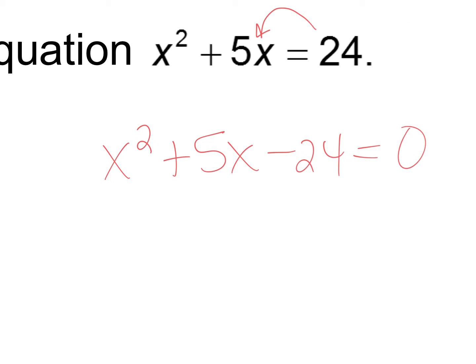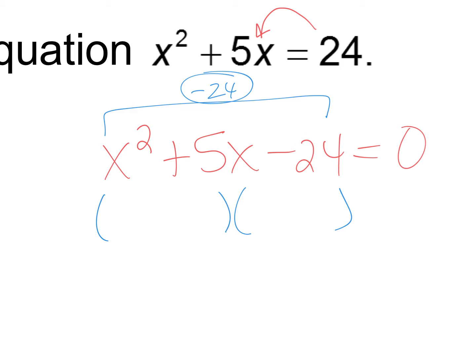So you guys all know how to factor. This is a really easy one. What are the factors of negative 24 that multiply to give me negative 24, but add to give me 5? What are they? 8 and 3. What kind of 8? What kind of 3? Positive 8, negative 3. Okay. Equals 0. So you guys have factored this.